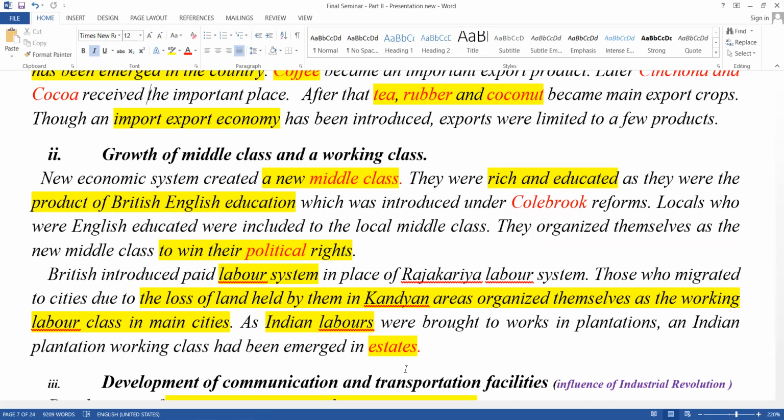Middle class and labor class, disadvantages? No. Both classes are not disadvantages. Because of the middle class only, we experienced constitutional changes. And even the labor class, we can say disadvantages, no problem. The Sri Lankan laborers want their rights and all these things because of organizing themselves as the labor class.